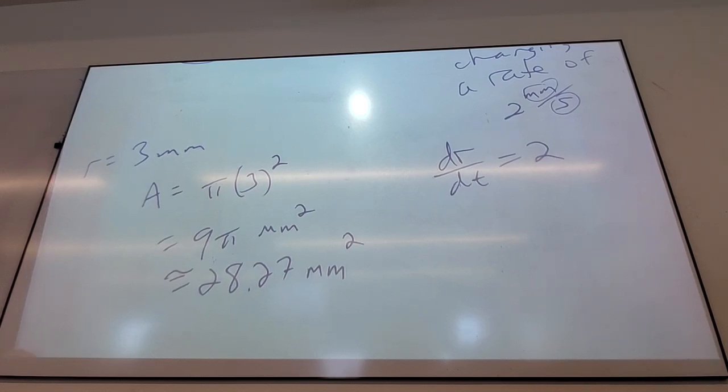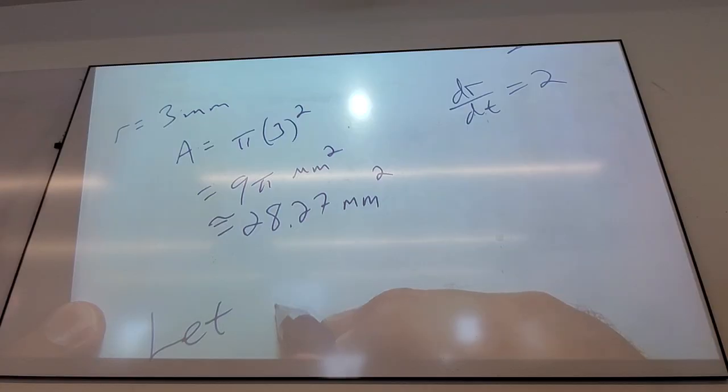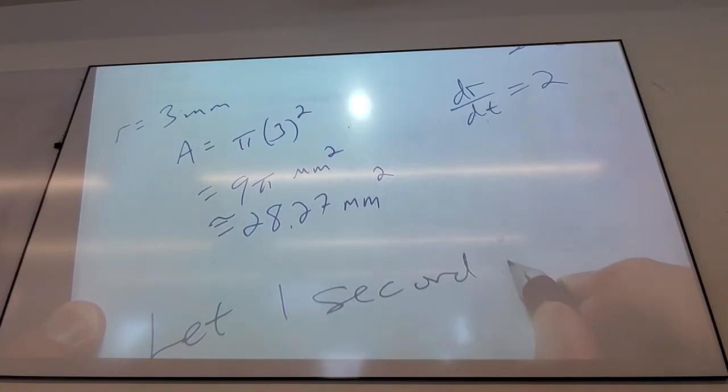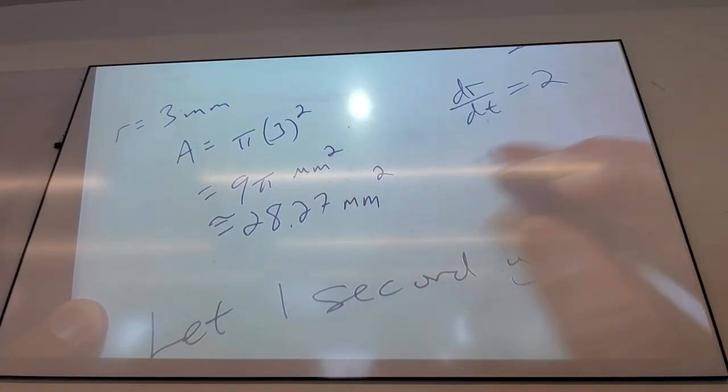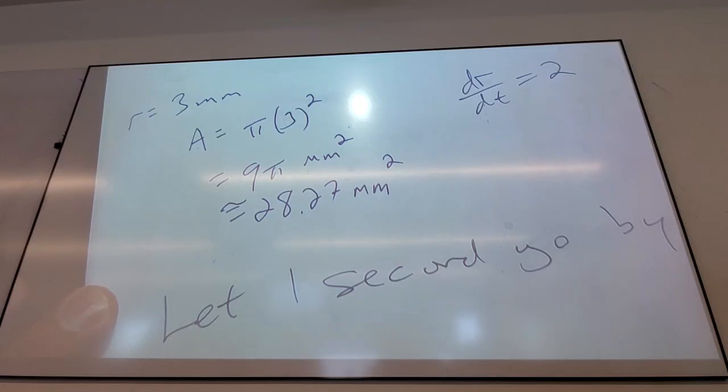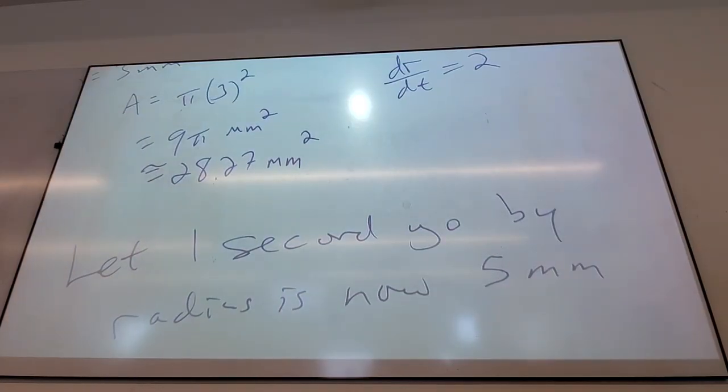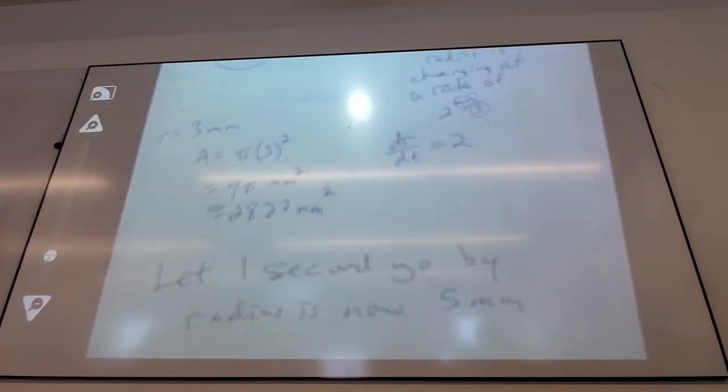What if I let 1 second go by? What changes? The radius. What's the radius now? 5 millimeters. Why is it 5 millimeters? Because that's the rate of change for it. It changes by 2 millimeters every second, correct?